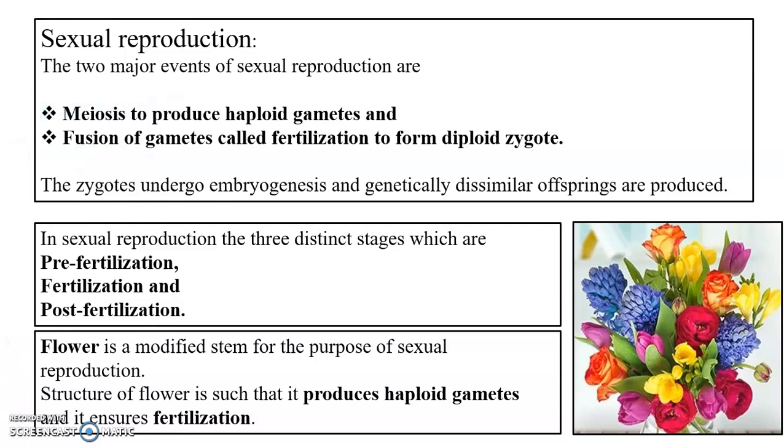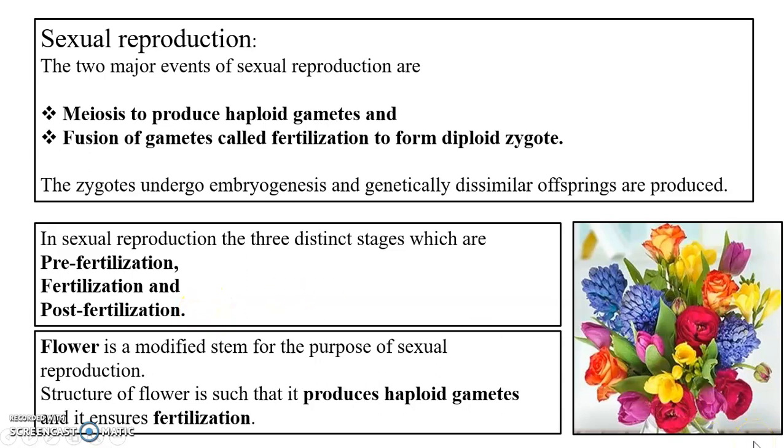We all know that the two major events occurring in a flower during sexual reproduction are the formation of haploid gametes and fusion of the gametes, which is called fertilization. A diploid zygote is formed as a result of fertilization, which then undergoes embryogenesis to form new offspring. The three distinct stages during sexual reproduction are pre-fertilization, fertilization, and post-fertilization.